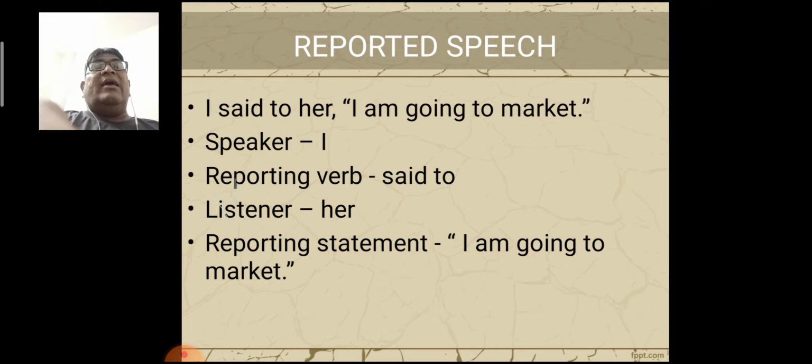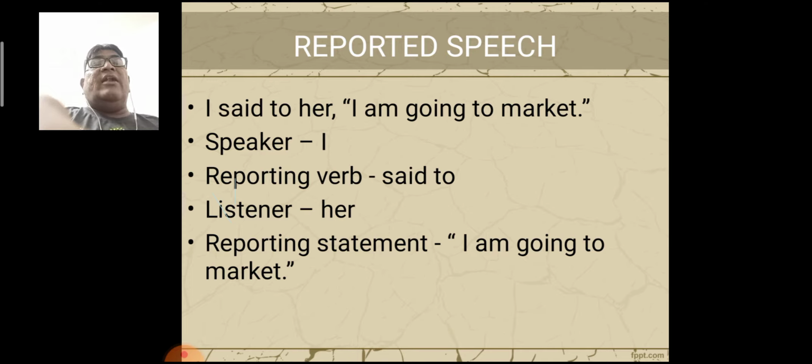And the entire part which is kept in inverted commas is called the reported statement: I am going to market. So this is the identification of direct speech. When we change from direct to indirect speech, a double inverted comma is removed. We change said to, that reporting verb, into a different form of statement.